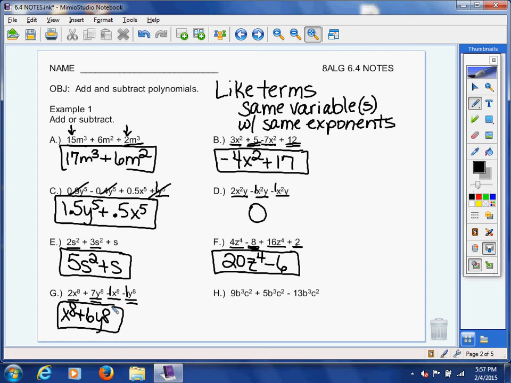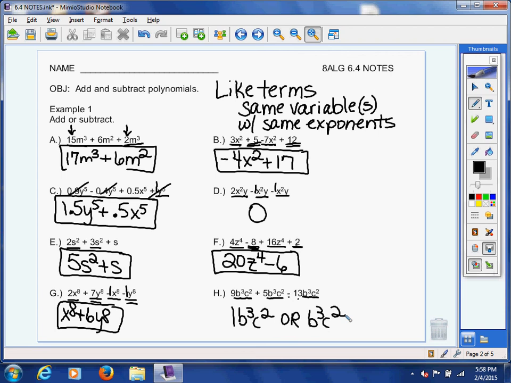And let's look at our last one. This one looks a little bit harder. Just look at it carefully. We've got b cubed c squared. Also, here's b cubed c squared. And here's b cubed c squared. Hey, they are all like terms. So just add or subtract the coefficients as it indicates. What's 9 plus 5? 14. What's 14 minus 13? Right, 1. So it's 1b cubed c squared. You can write the 1 or, remember, coefficients of 1 you don't have to write. You can just write b cubed c squared.